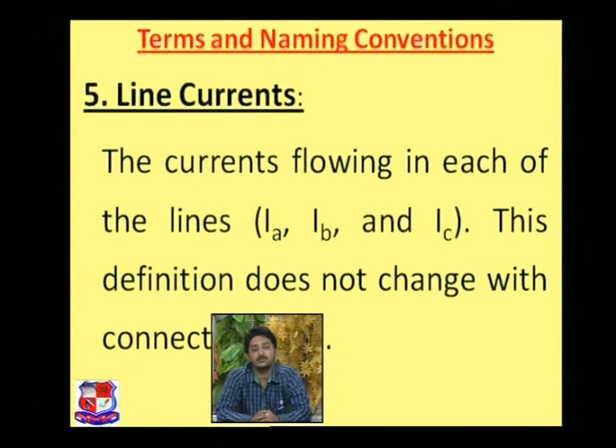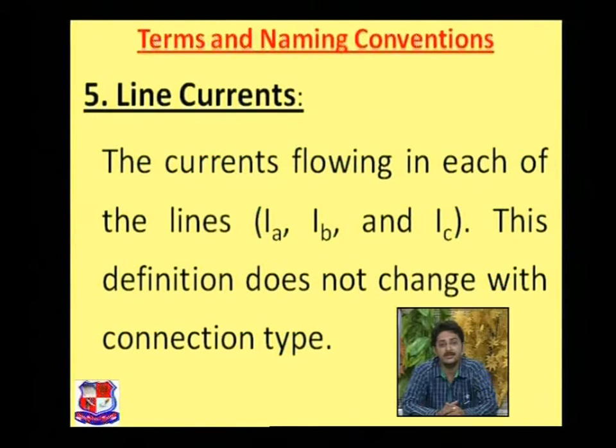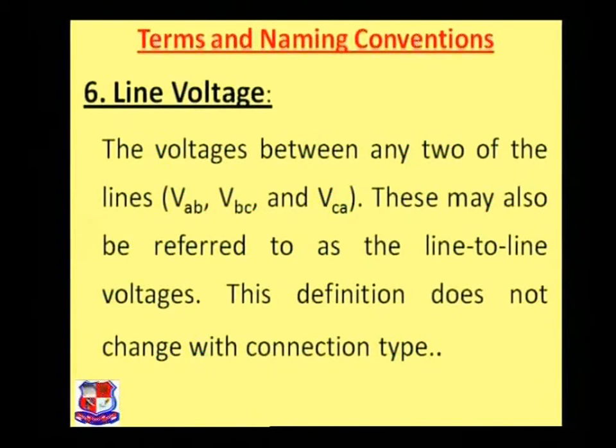Then next one is the line current, the current flowing through each individual line. That is, the current flowing through the R phase, Y phase or the B phase, or you can say the current flowing through A, B and C. It doesn't matter if you are talking about the RYB phase, ABC phase or the 1, 2, 3 phase. So the individual current passing through the line is known as the line current. Then the line voltage. The voltage between any two lines is known as the line voltage.